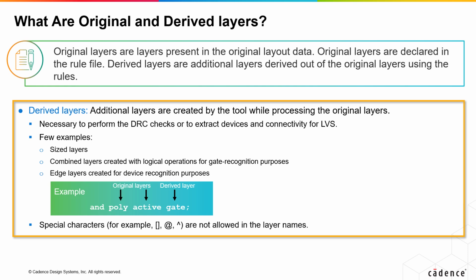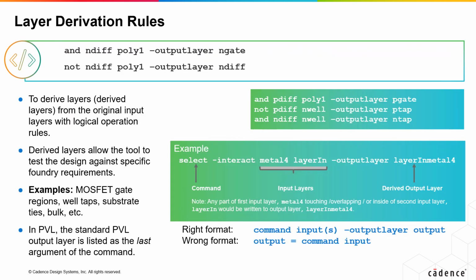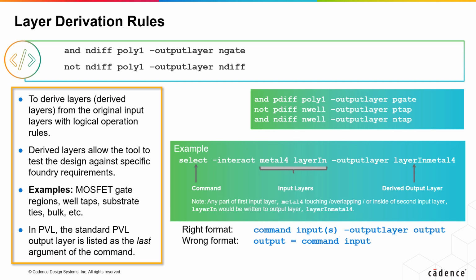These special characters are not allowed in the layer names. We are exploring the layer derivation rules. Here's the syntax for the layer derivation rules. The next step in specifying DRC rules is to derive additional layers from the original input layers to allow the tool to test the design against specific foundry requirements.